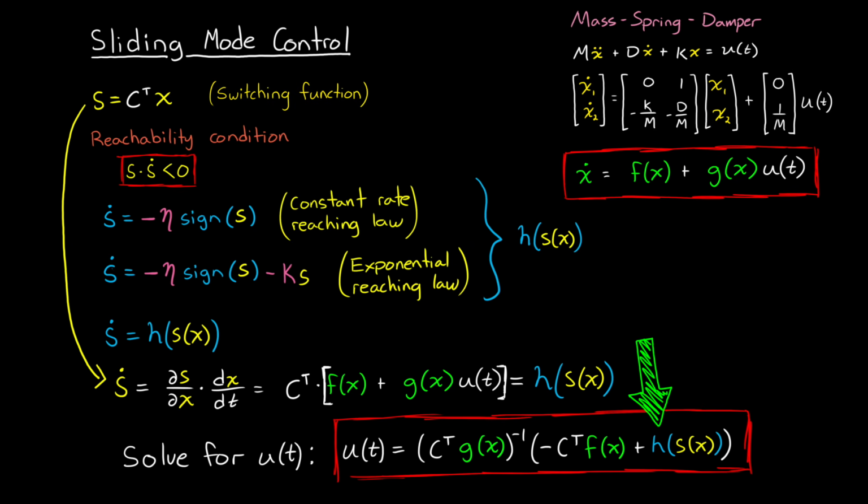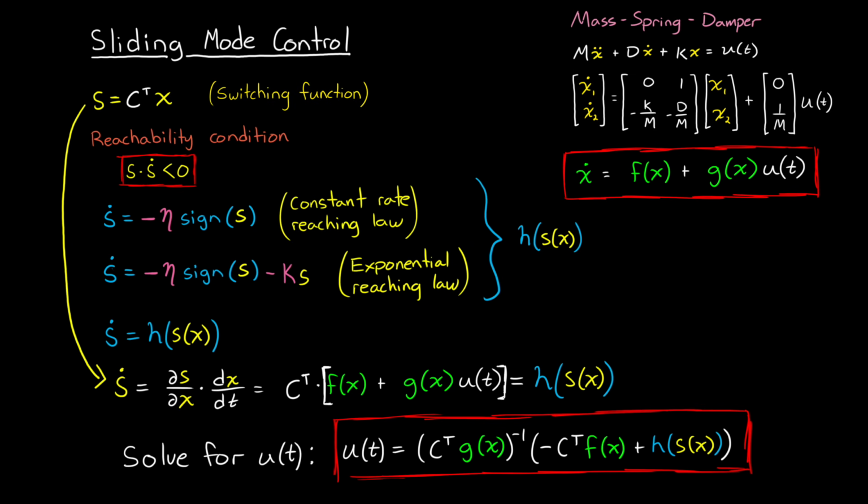But something to note here is that in addition to choosing H and C, you also have to have an estimate of your system dynamics. That's the F and G. But the nice thing is that since this is a robust controller, it can handle some uncertainty in the system model, because it's just going to overpower it with high gain.